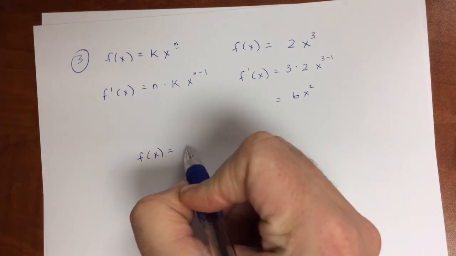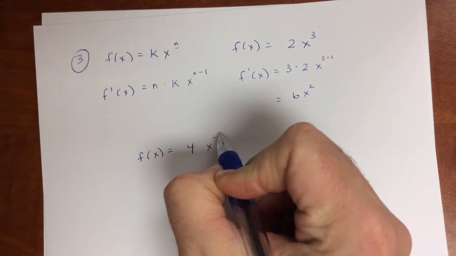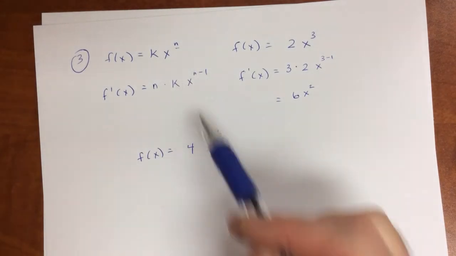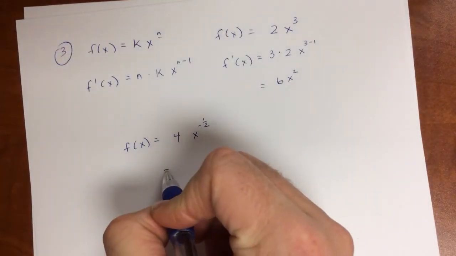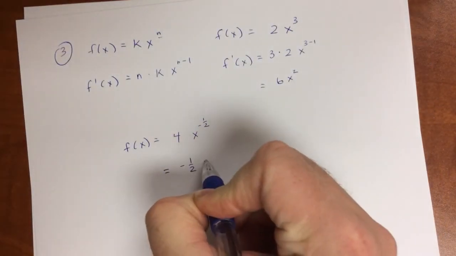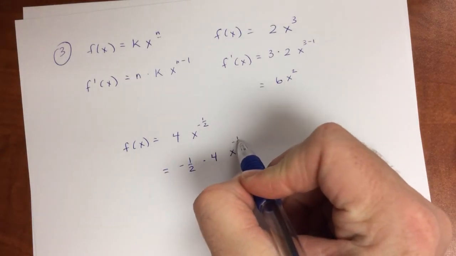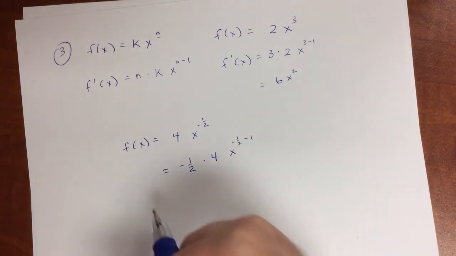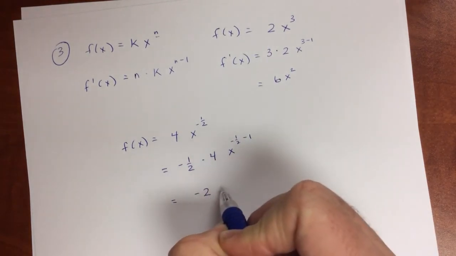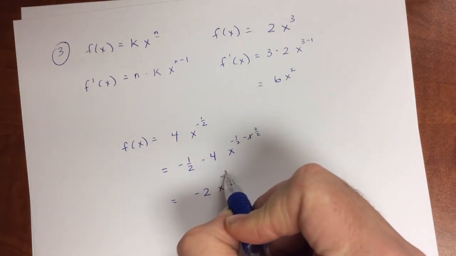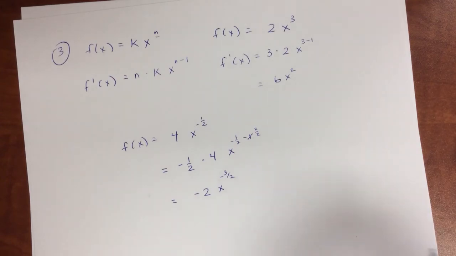Now we can do an even crazier example. If f of x is equal to 4x to the minus 1/2. Well, we can apply that same rule to something that looks a little bit different. This is equal to negative 1/2 times 4x, and now we have negative 1/2 minus 1. So this is equal to negative 2x to the negative 3/2, which is the same as negative 2 over x to the 3/2. And those are the first three rules: the constant function rule, the linear function rule, and the power function rule.